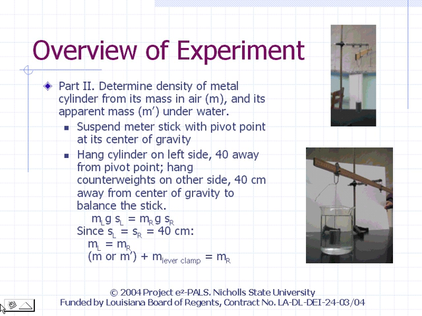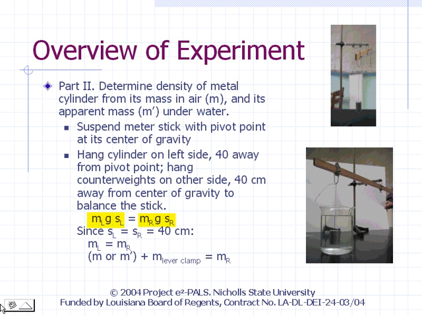Torque on the left side is equal to the weight on the left arm of the stick, which is equal to the total mass, m sub L, hanging from the left arm, times the acceleration due to gravity, g, times the moment arm of this force, s sub L. Similarly, the torque on the right is the weight on the right arm, which is equal to the total mass, m sub r, hanging from the right arm, times the acceleration due to gravity, g, times the moment arm of this force, s sub r.